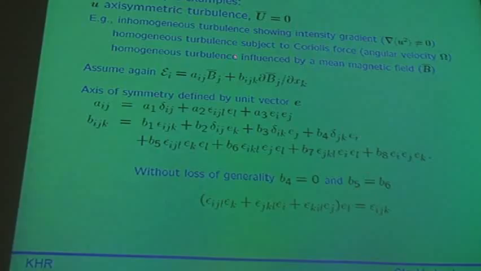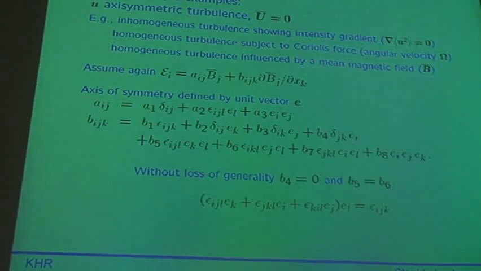I will also consider an originally homogeneous turbulence influenced by mean magnetic fields, and the preferred direction is defined by the mean magnetic field. We assume again that the mean electromotive force can be represented in this way with two terms only. Ignore higher spatial derivatives, time derivatives, and so on, just in order to show the most important point.